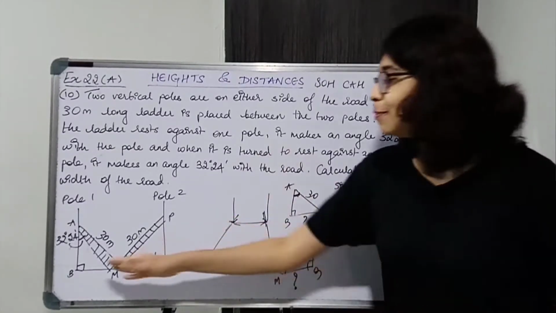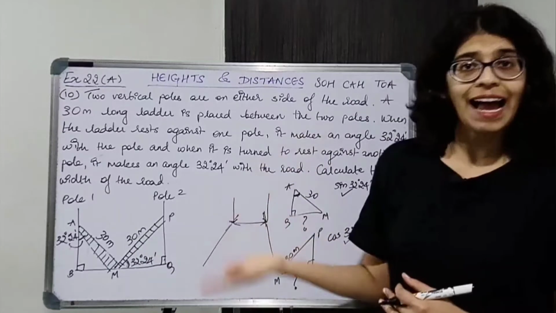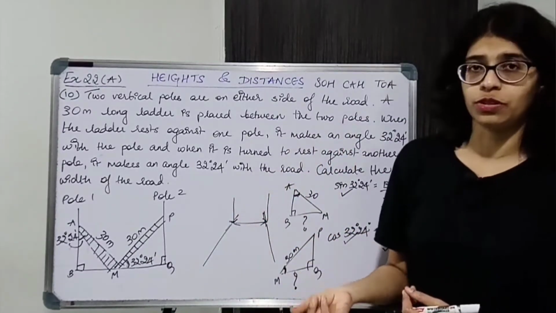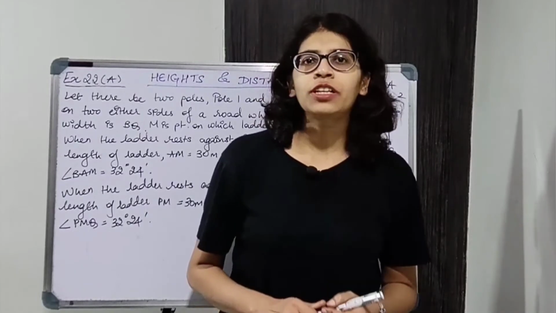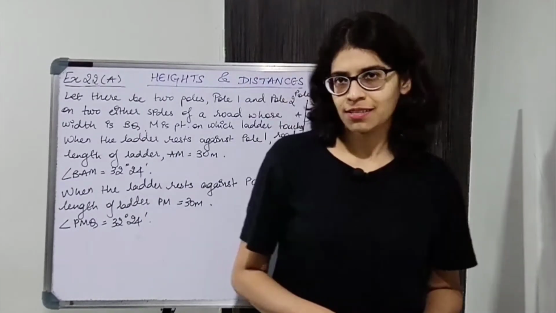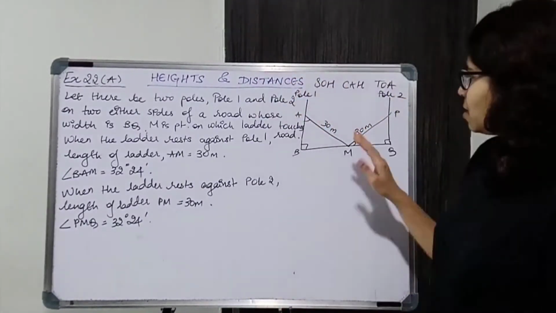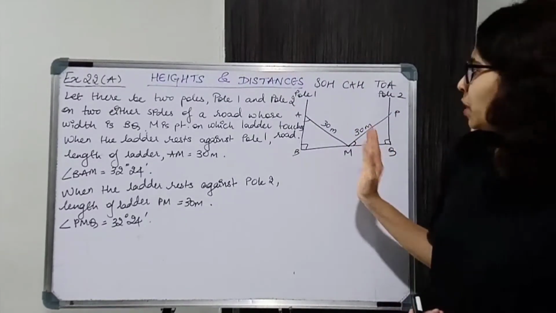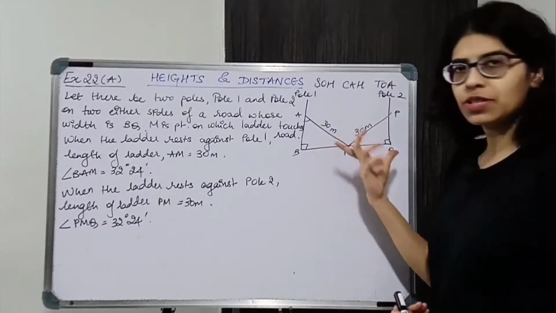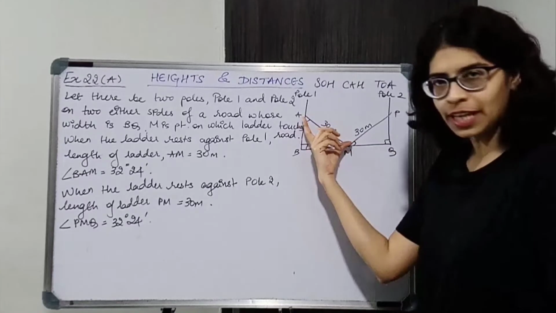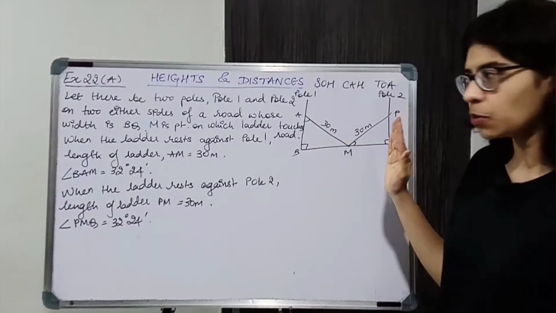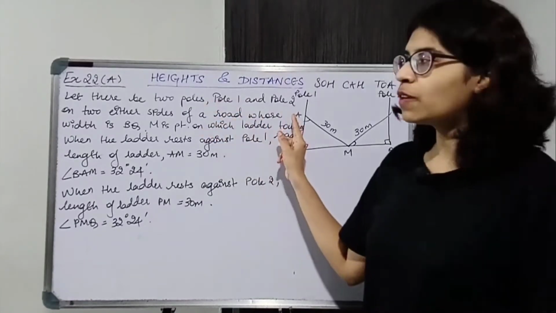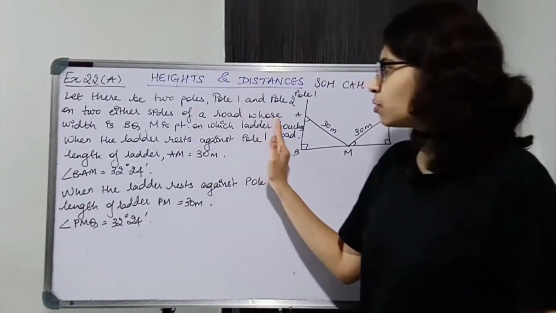Once you get the value of BM and MQ, you just need to add and you will get the width of the road. Okay, so now let us start solving. Now there are few statements that we need to write. This is the proper diagram that you have to draw. Okay, there are two poles and BQ is the road. First the ladder is placed resting on pole 1 and then on pole 2 from the same point. Okay, so there are two poles, pole 1 and pole 2 on either sides of the road.